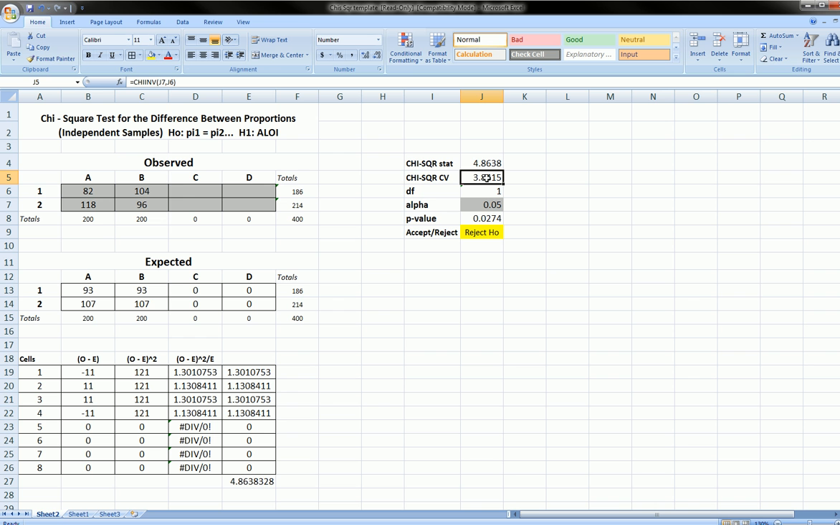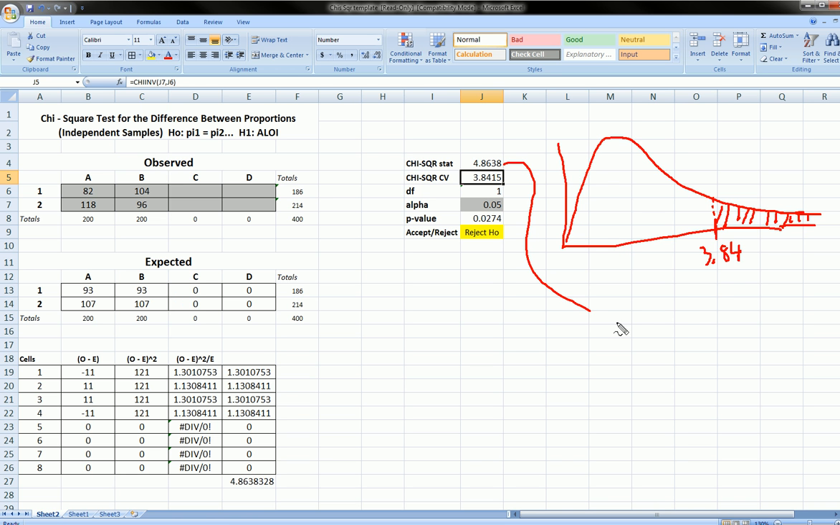And so this chi-square critical value is basically, if I were to draw the curve of chi-square, it's a positive density function, which looks like this. And the critical value, 3.84, is somewhere here. And this means that any number more than this would be significant, and we would reject the null hypothesis. So our number is in the rejection region, right? So we would reject, and that's what we got here, reject.